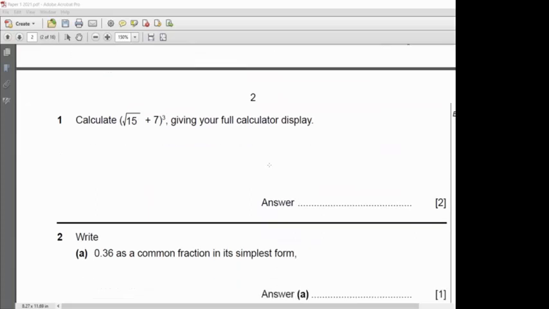Go over it. Now the first one, calculate the square root of 15 plus 7, everything to the power of 3. With that one, you just type it in the way it is on your calculator: the square root of 15 plus 7, you close your brackets, and this is to the power of 3.